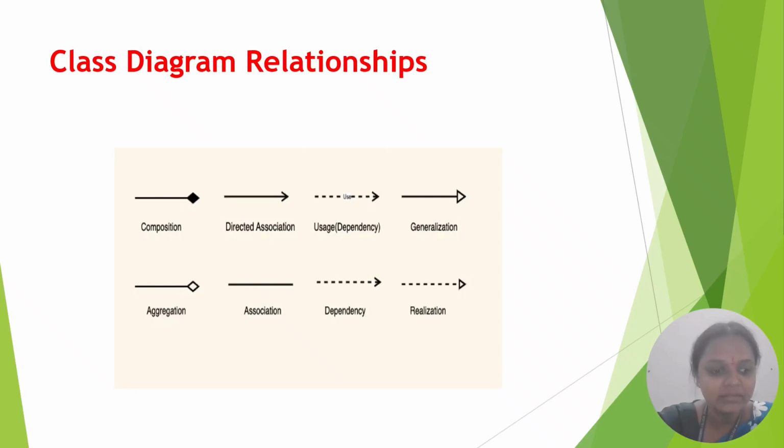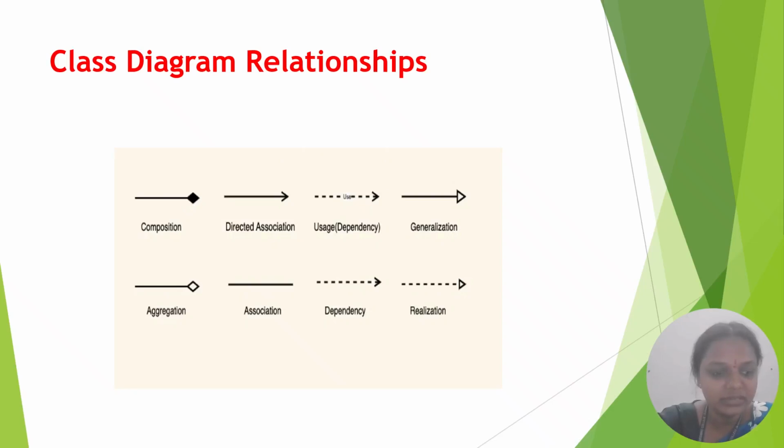Next, directed association. A directed association in a UML class diagram represents a relationship between two classes where the association has a direction, indicating that one class is associated with another in a specific way. Next is usage relationship. Usage dependency is a special type of dependency that shows one class uses or relies on another class to perform certain actions.